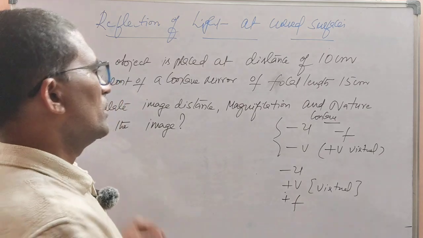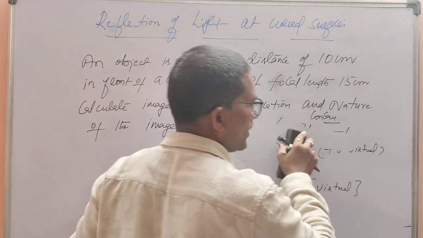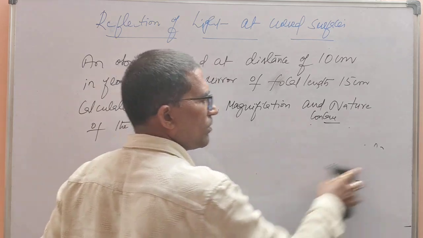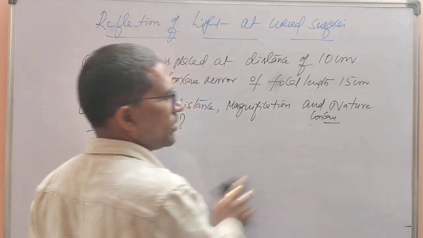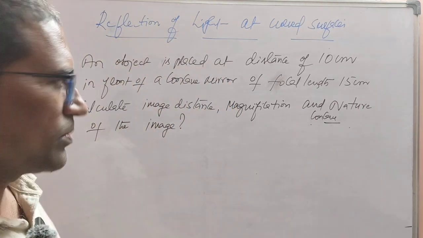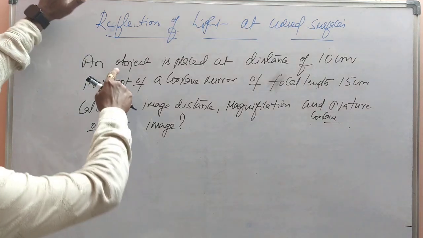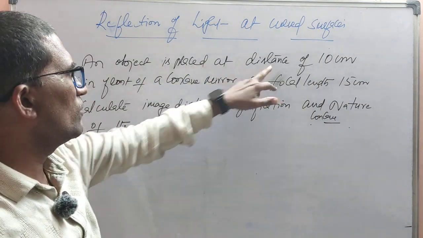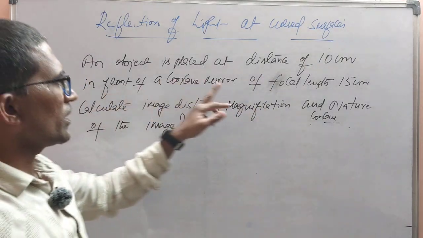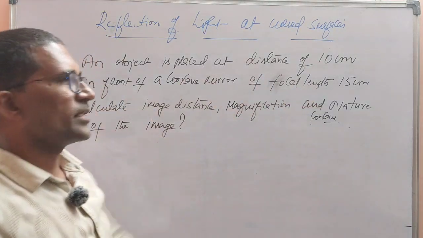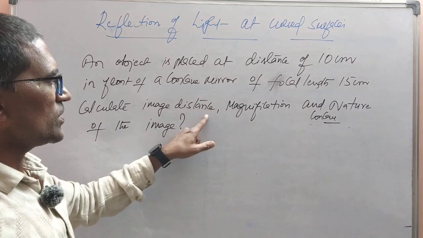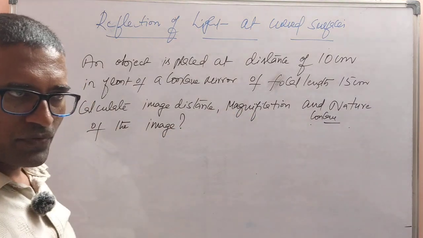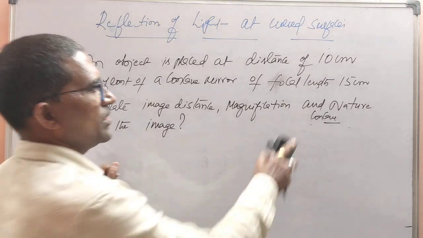We're going to discuss problems related to the concave and convex mirror, that is mirror formula based problems as well as magnification based problems. Okay, for the first problem: an object is placed at a distance of 10 centimeter in front of a concave mirror of focal length 15 centimeter. Calculate the image distance, magnification, and the nature of the image.